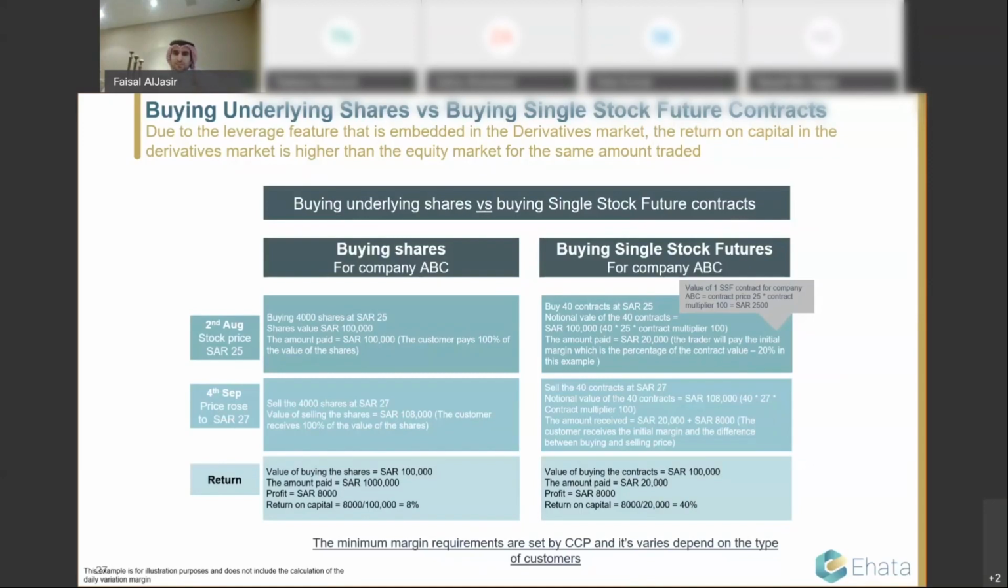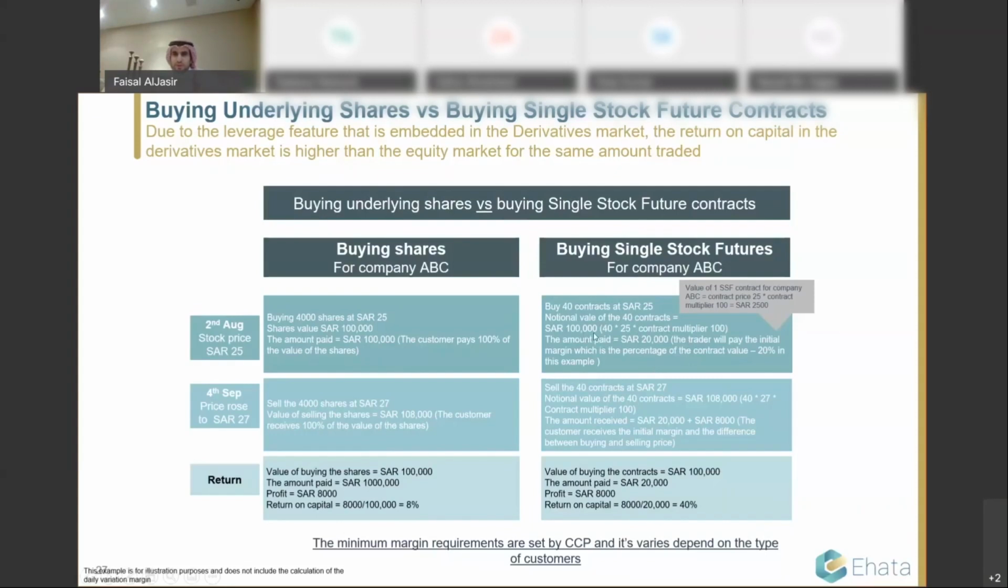What if you want the same exposure, but with different mechanics or dynamics? You don't want to do it by buying stocks, you want to do it by buying a single stock future. In order to get an exposure of 4,000 shares, you buy 40 contracts in this case. So your exposure now is 100,000: that's 40 multiplied by the price, which is 25, multiplied by the multiplier.